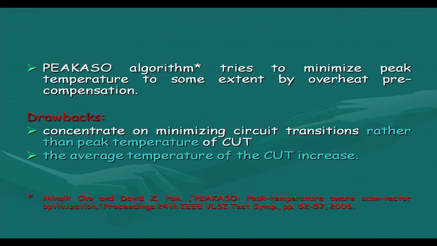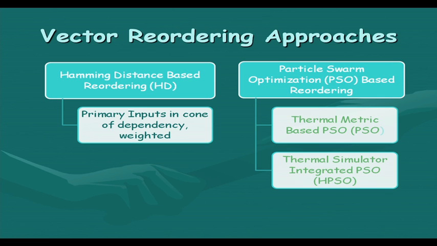So, they actually concentrate on minimizing circuit transitions rather than the peak temperature of the circuit. Naturally, they cannot reduce the temperature directly. They try to reduce the circuit transitions, and the average temperature of the circuit may increase.